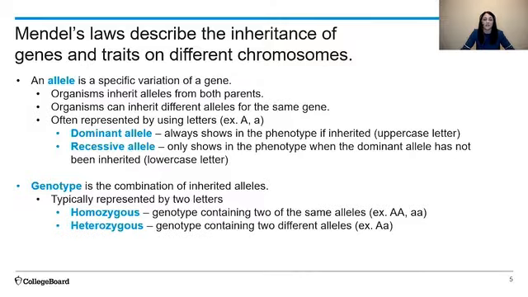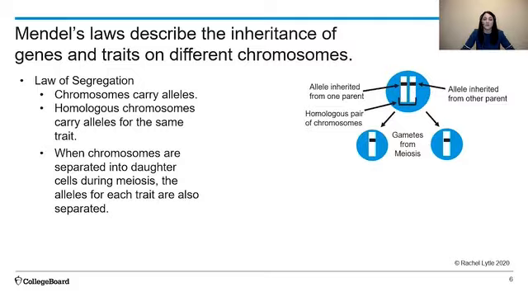All right, so first we're going to look at the law of segregation. So we need to know that chromosomes carry alleles, and homologous chromosomes carry alleles for the same trait. If I look at this image here, I have a pair of homologous chromosomes, and you can see that there are alleles inherited on those chromosomes from each parent. And when those chromosomes are separated into daughter cells during meiosis, the alleles for each trait are also separated, so that we can see that homologous pair and the alleles on those chromosomes have been packaged into two different gametes from that parent.